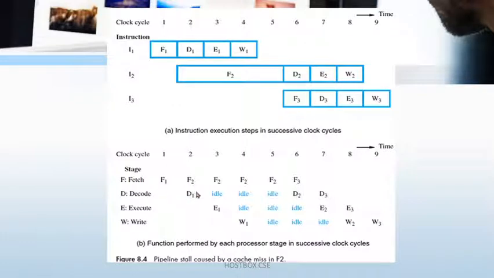It will be fetch 1, fetch 2, followed by the decode, then an idle stage. Idle means it will wait for some time and continue the operation. Decoded, then idle, wait for some time, and again resume the operation. What operations are left? It goes on to execute the instruction and continue to complete the instruction, the task of executing the given instruction. Here the pipeline stall is caused by a cache miss in F2.